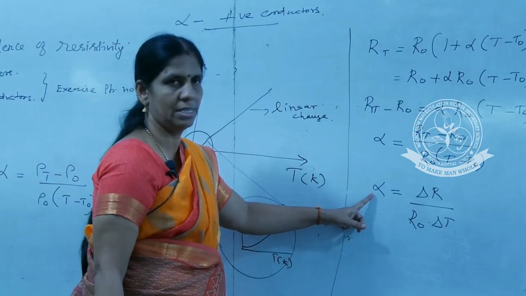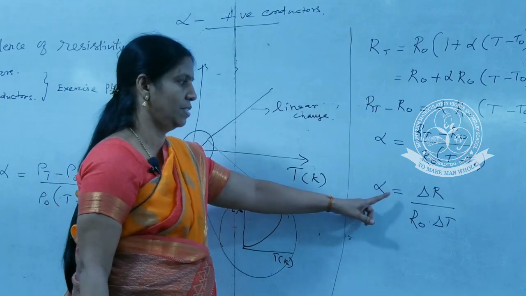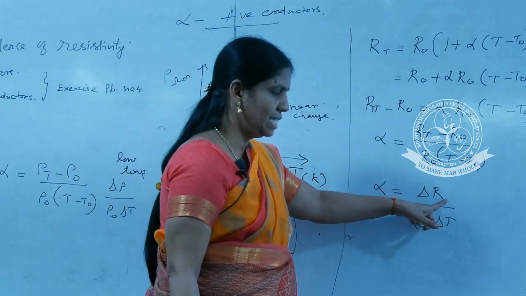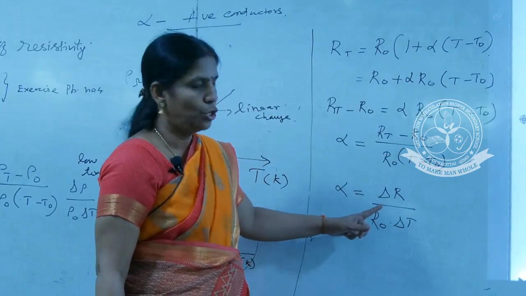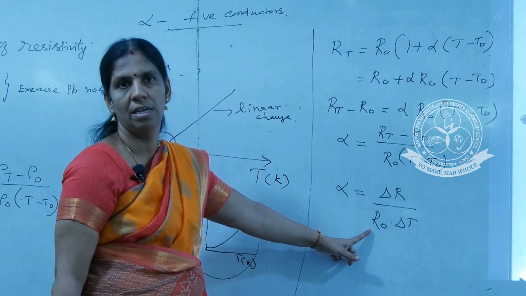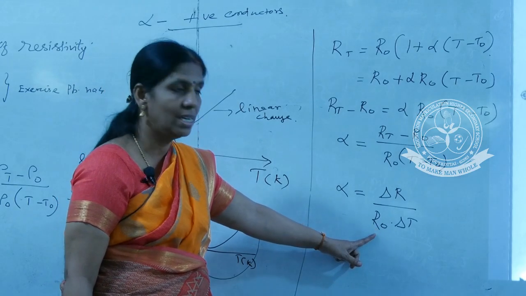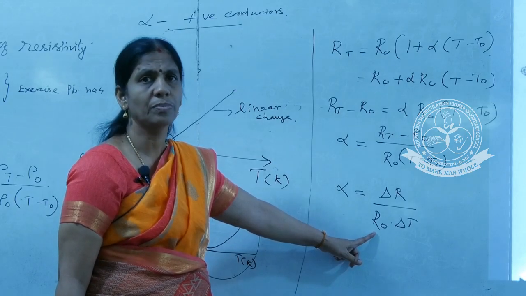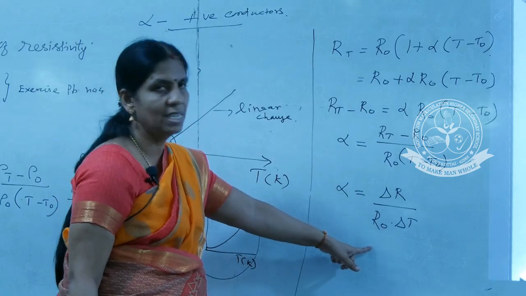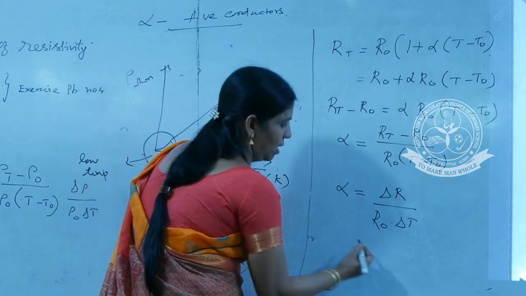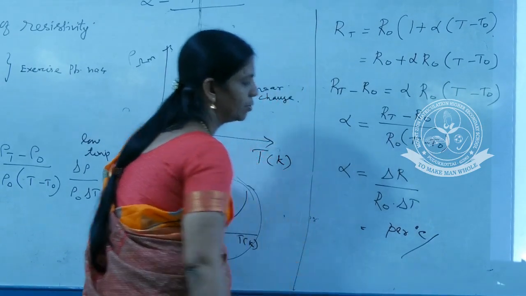Alpha, that is the temperature coefficient of resistance, is defined as the increase in resistance per degree rise in temperature to the resistance at T_0 degree, that means at a reference temperature. So here it has the same unit, per degree Celsius.